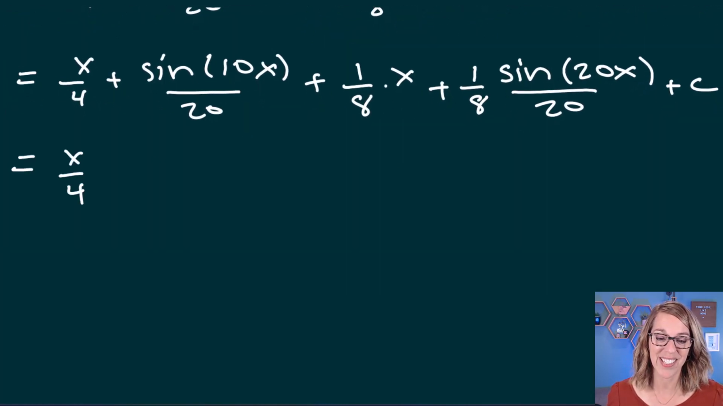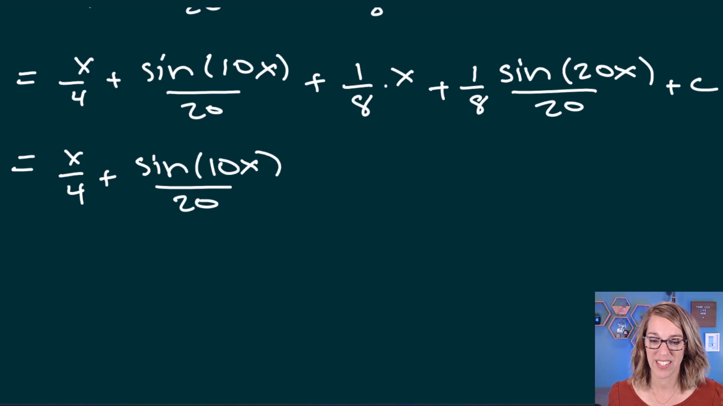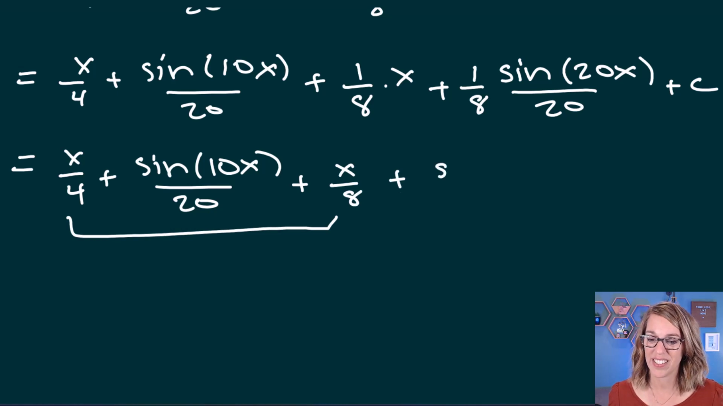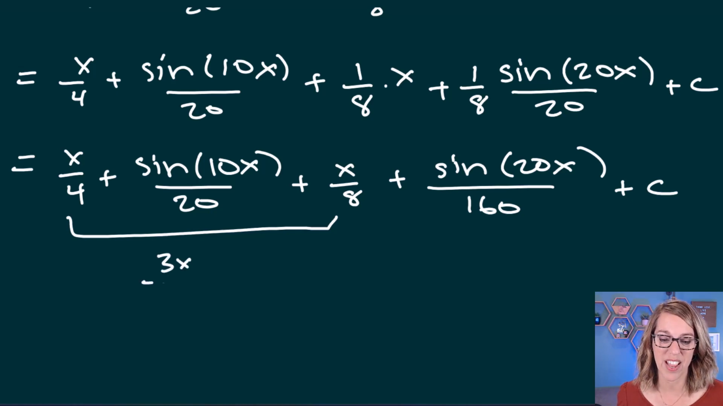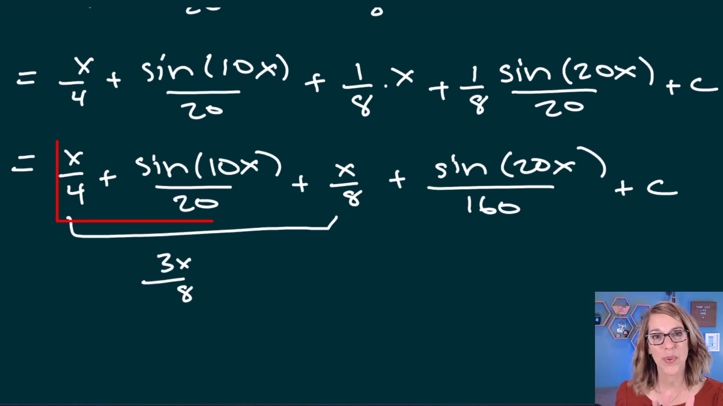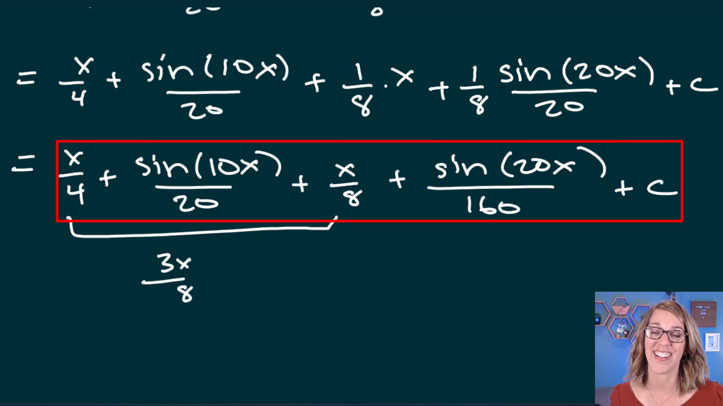So I've got my x/4, I've got my sine 10x over 20, plus x over 8. You could combine these, plus sine of 20x, all divided by 160, plus C. Now, if you did combine those, it would end up to be 3x divided by 8, but we're going to call it good. We've got our answer here.